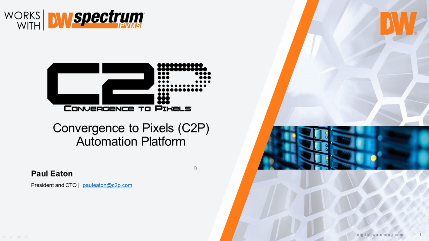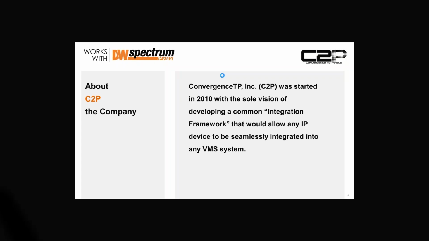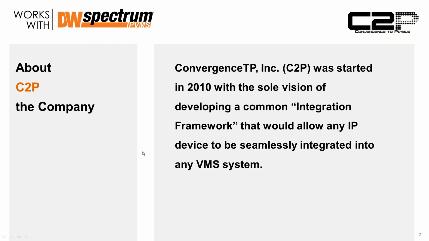So again, I'm Paul Eaton, President and CTO of Convergence to Pixels, otherwise known as C2P. C2P provides a middleware product that we like to call the integration framework. This allows any IP-enabled device to seamlessly be integrated into the DW Spectrum platform. So we've been doing this for quite a while. Integration's all we do. Started in 2010, with the sole vision of developing a common integration framework that allows any IP device to seamlessly integrate into any VMS system.